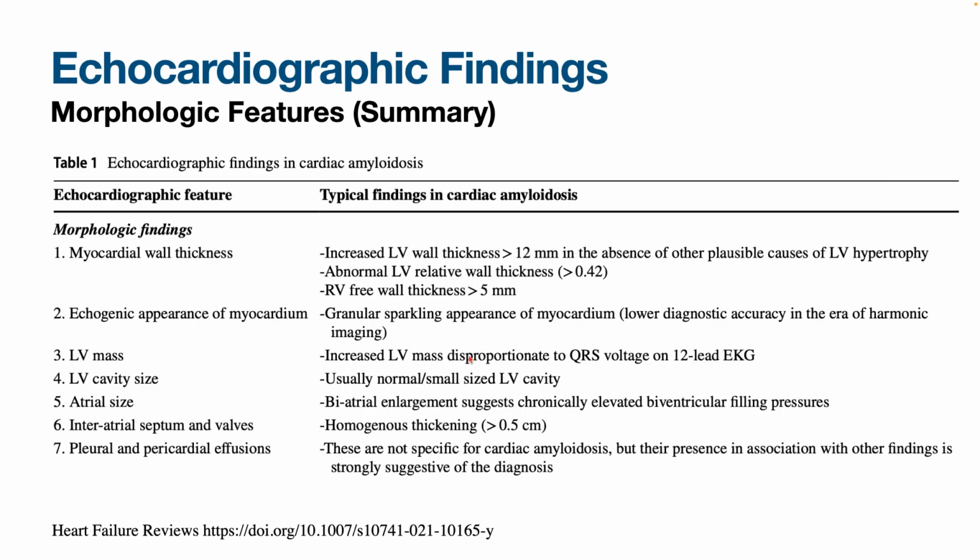When there's increased LV mass disproportionate to QRS voltage, that's another feature. And later on, I'll show you an artificial intelligence paper that takes advantage of this concept. So often these are patients with a thickened LV wall, but when you look at the ECG, because of the infiltration of the myocardium, the voltage itself on the ECG is actually decreased or not increased.